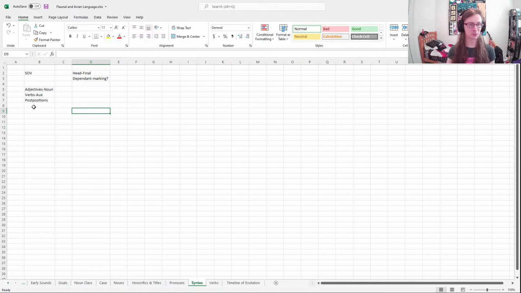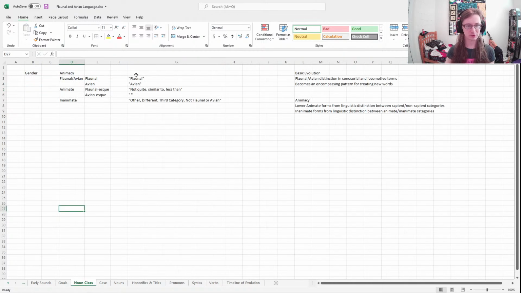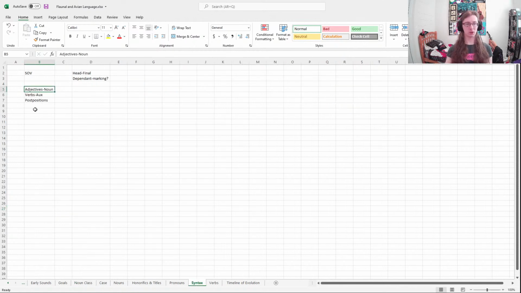Right now we have established that we have postpositions, which means our case markers are deriving from adpositions, and our adjectives come before our nouns. And right now our noun classes are deriving from adjectives. So we need to revisit our syntax here. I've realized that for the most part we're maintaining that we're a head final language. That I have no problem with.